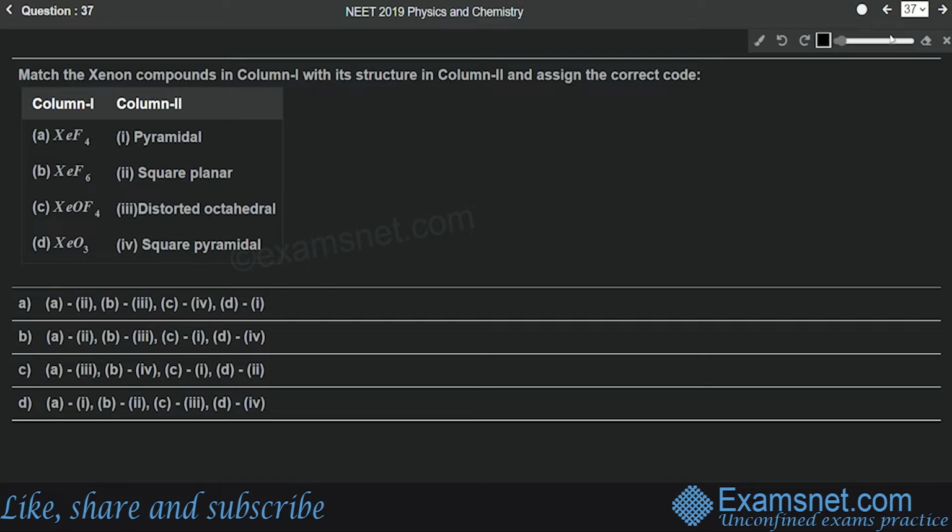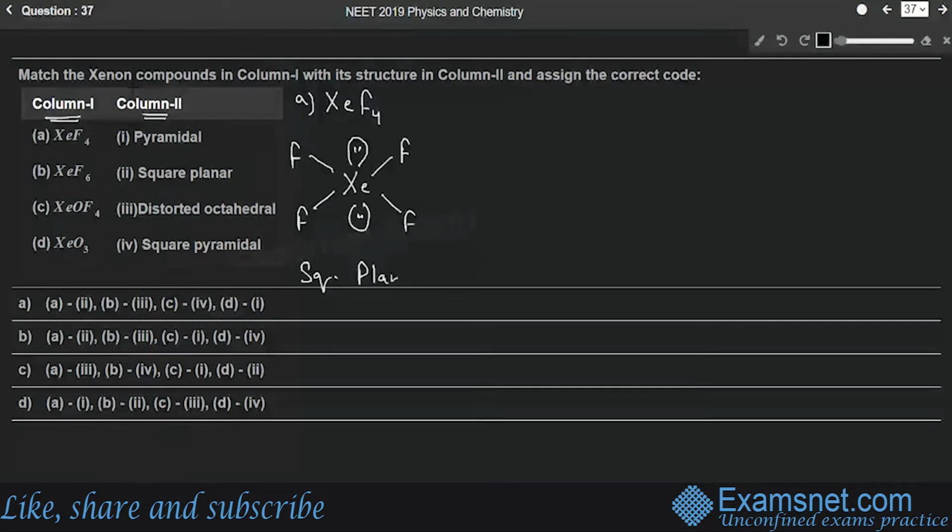Question number 37 is from the P block elements, and here we have to match the xenon compounds mentioned in column 1 with their structures mentioned in column 2. Okay, so let's start with the first one. It is xenon tetrafluoride. That means 4 fluorine atoms are there. Now how many electrons are available for bonding in xenon? Total 8 electrons. So out of these 8 electrons, 4 are involved in bonding with 4 fluorine atoms. So how many electrons left? 4 left. So these remaining 4 electrons will be available as 2 lone pairs. Okay. So this is the structure and it is square planar structure. That means the correct match for A will be number 2.